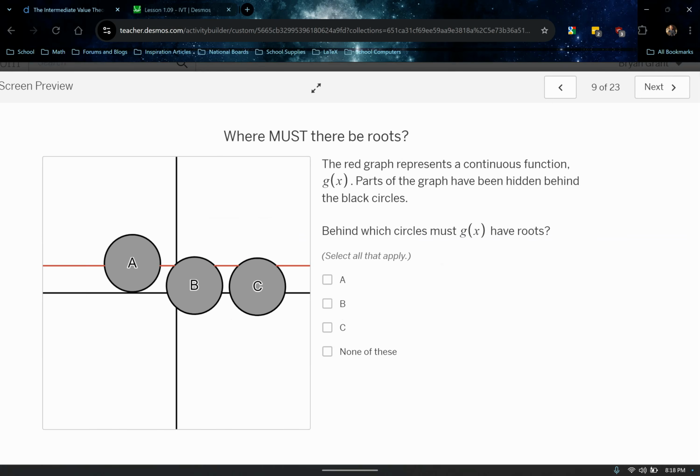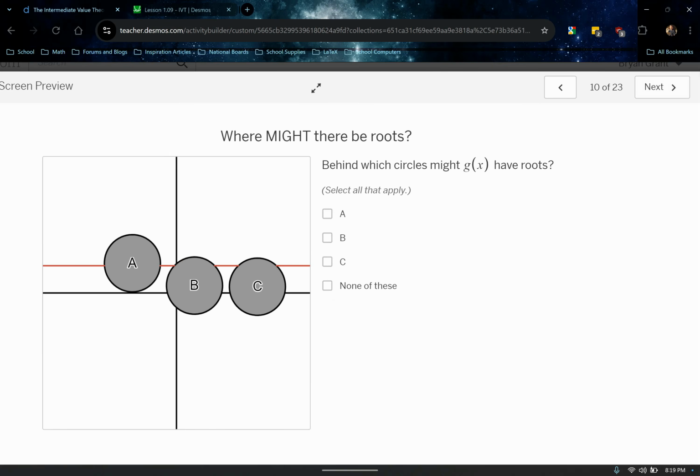All right, so now that we get the game, let's try again. So here's our function, red graph, continuous function g of x, parts are hidden. Which ones must have roots? A, B, C. Now, I imagine having done this activity several years in a row, most of you will say none of these.